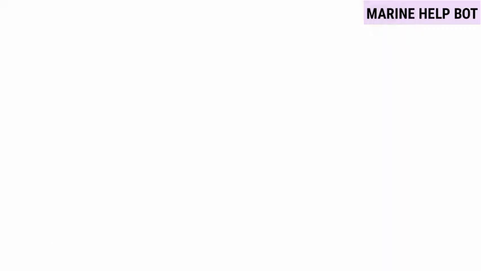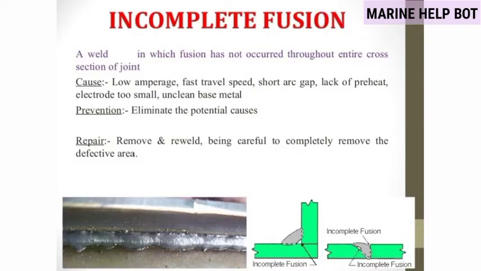Now moving towards our fourth defect, incomplete fusion. A weld in which fusion has not occurred throughout the entire cross section of the joint. As in the figure you can see that some places have been left where fusion has not been done. So this comes under the defect incomplete fusion, because of which joints are not strong or do not have proper strength. It may be caused because of low amperage, fast travel speed, short arc gap, lack of preheat, electrode too small, unclean base metal.